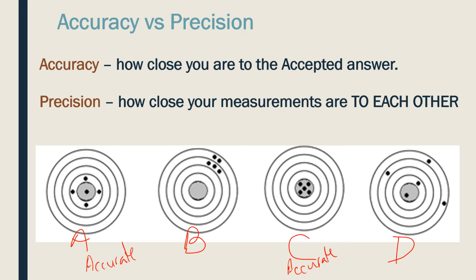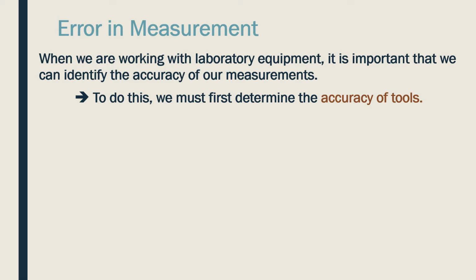The precise ones, the ones that are just grouped close together, B looks precise. These are all pretty well close together. So this is precise, not necessarily accurate. And then also C is precise because they're grouped well together. You seem to understand that pretty good.